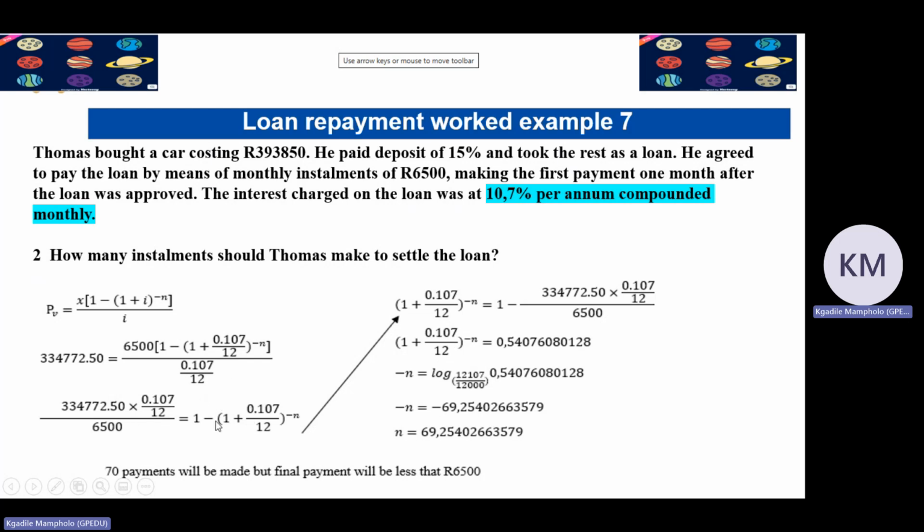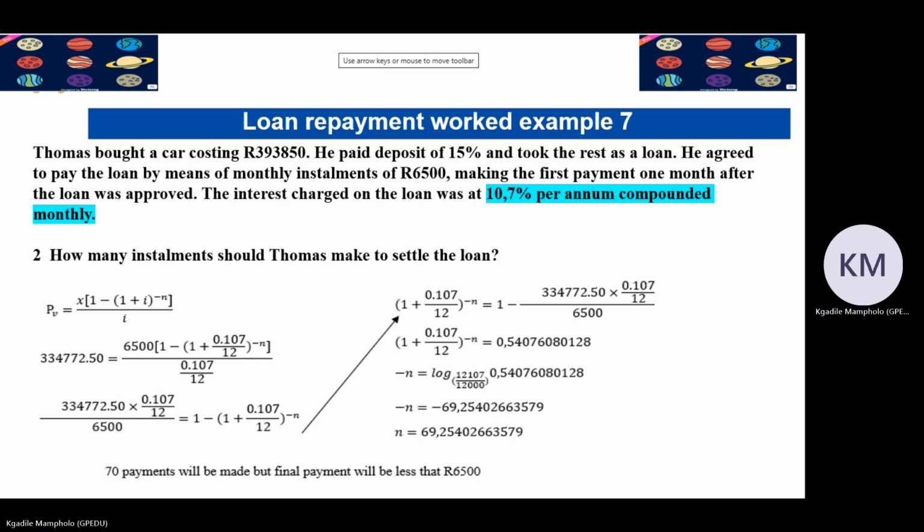Then this one with the negative will go to the left, and this part here will go to the other side. That's why you say 1 minus, then you get this answer. Remember, you don't round it off. You don't round it off. Then you put this, and here you put the base of n, and you put this other number on the other side. Then you get this one.